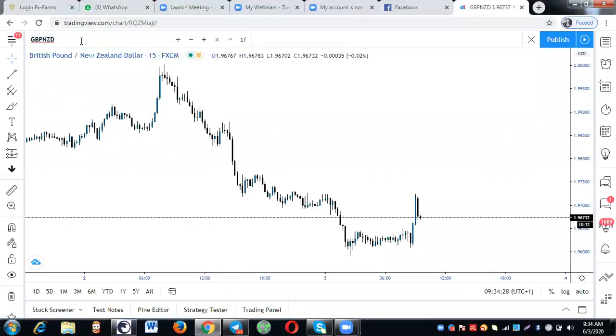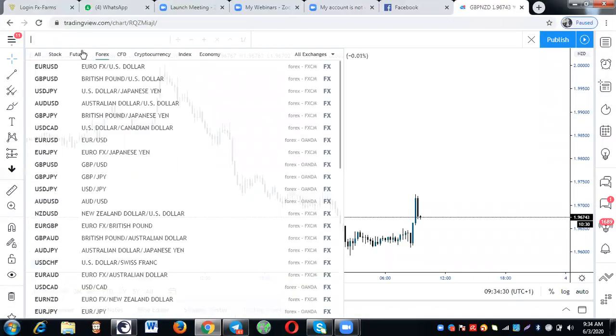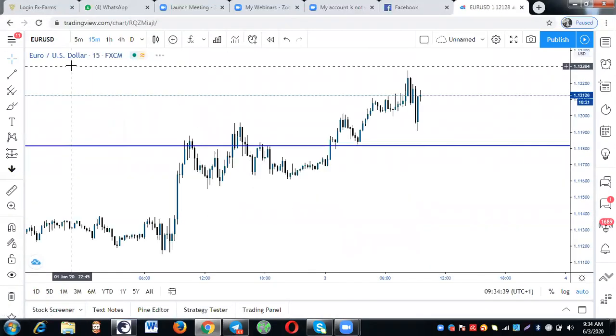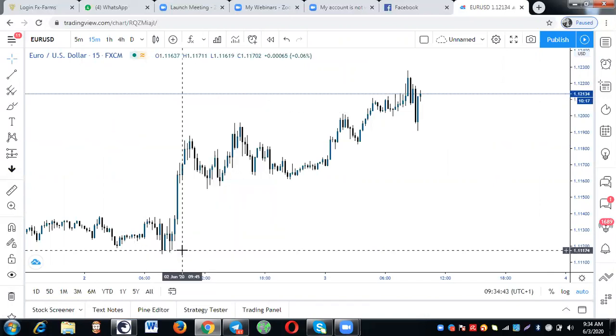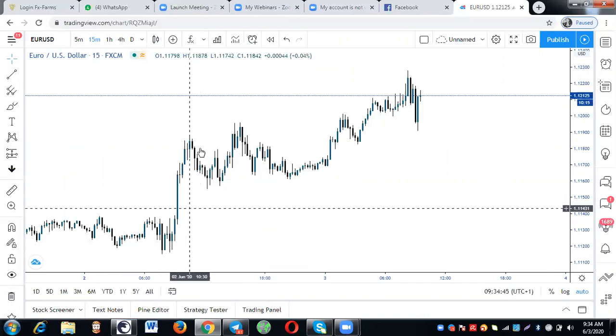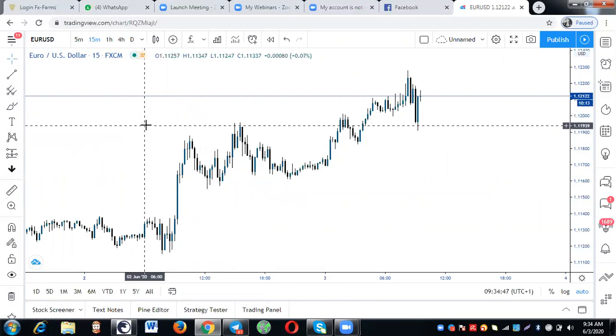For the purpose of our training, we'll just pick a pair that we're going to be using. I think we'll just pick Euro USD. So this is what we're going to be using for our basic training. Euro USD. Now let's also look at other things you can do on your TradingView.